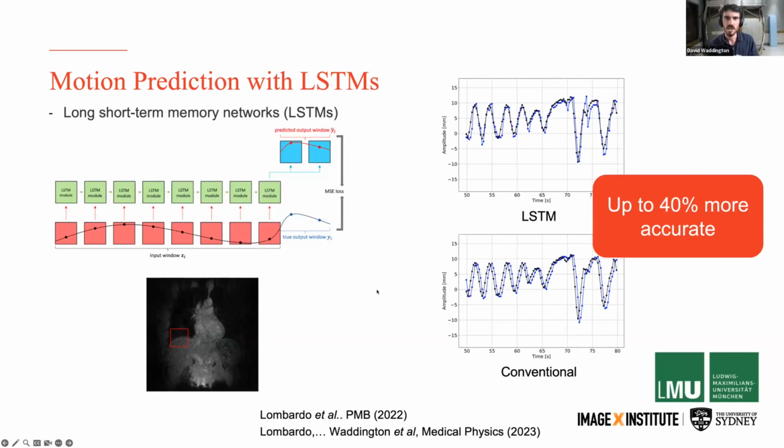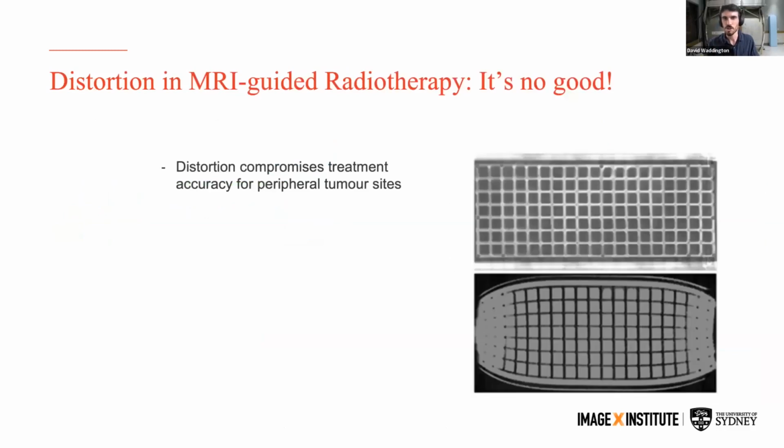Now, changing direction a little bit here, but still on the MRI LINAC, I want to say that distortion in MRI-guided radiotherapy is really not good. In particular, here, sorry, I lost my labels. On the top image here, we have a CT scan of a grid phantom, and then on the bottom, we have an MRI scan of the same phantom. So this is quite a long phantom. You can see once you get outside of that diameter of spherical volume, the homogeneous DSV in the center of the magnet, the distortion can get quite significant.